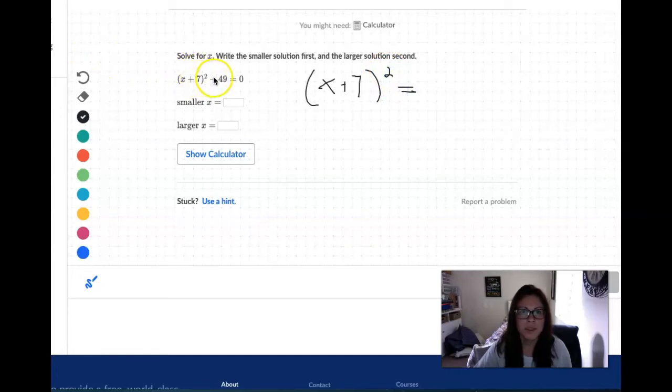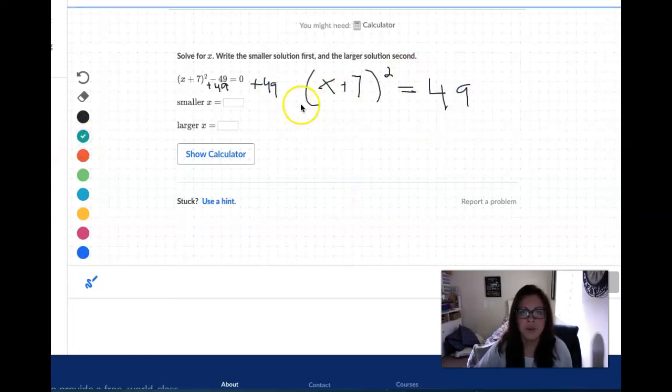So what I'm doing is, to get rid of the negative 49, I add 49 to both sides. All right, and what I do to one side, I do to the other, just showing that step over here. So that's how I get the 49 over here. And now we're going to go ahead and square root both sides.